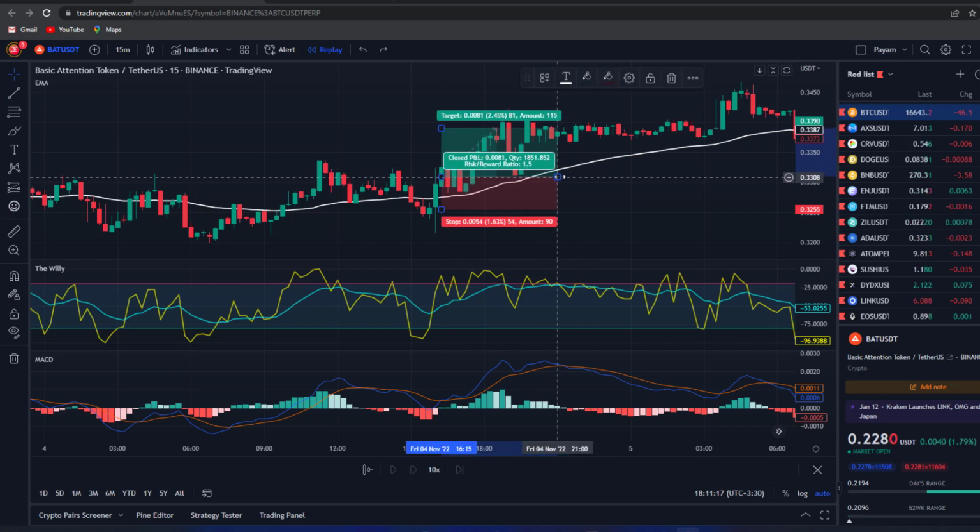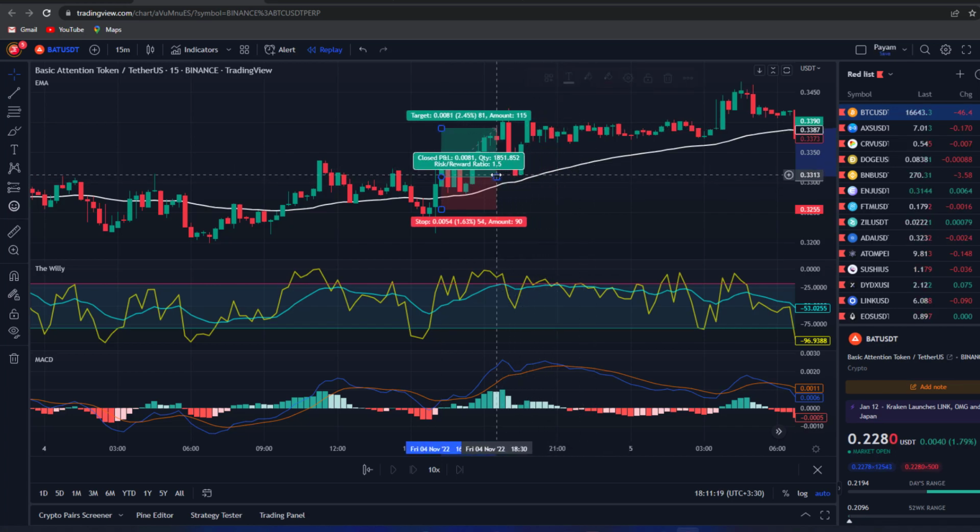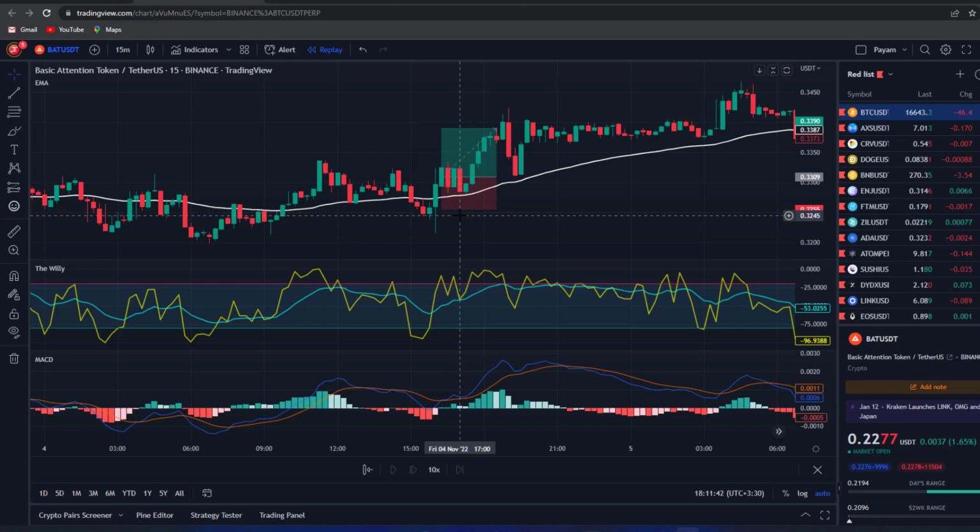I'm just gonna move this here, and as you can see, we have had 2.45% of profit with a ratio of 1.5. With a leverage of 5, it would be 12%. With a leverage of 10, it would be 24.5%. A reasonable stop loss. Our conditions are good.